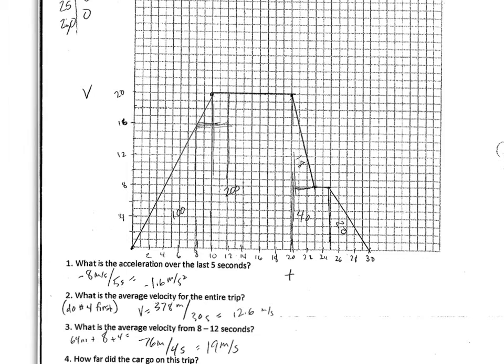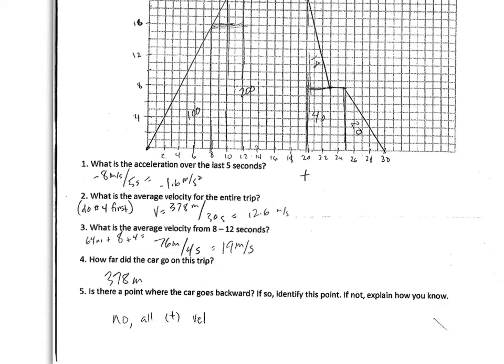Our first analysis question asks you to figure out what is the acceleration over the last 5 seconds. On a velocity time graph, that's a slope. So if you look at the last 5 seconds, that's this section right here. We're going from 8 down to 0 meters per second, so that's a rise of -8, and we're going from 25 to 30 seconds, so the run is 5 seconds. So -8 divided by 5 gives you the acceleration, -1.5 meters per second squared.